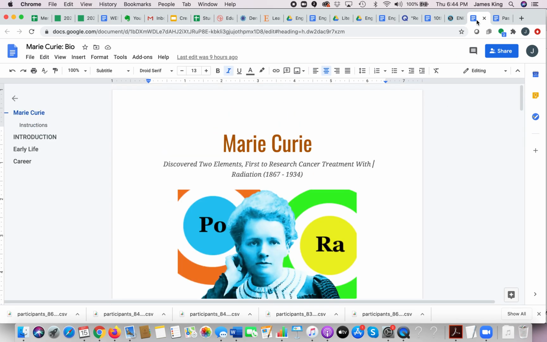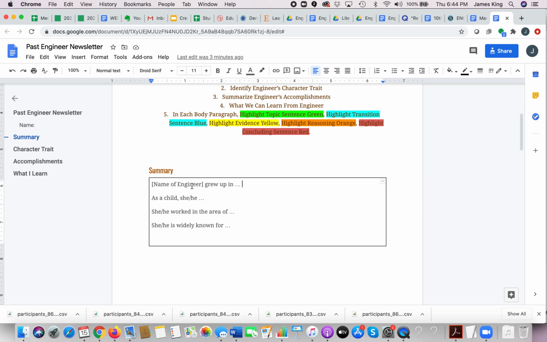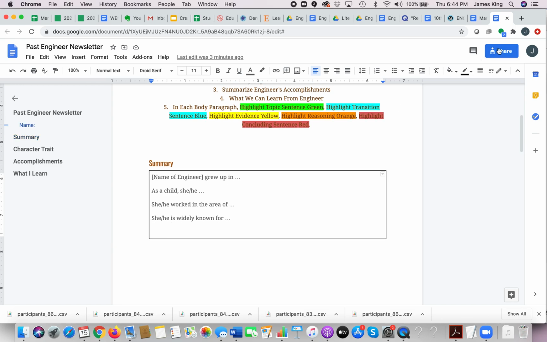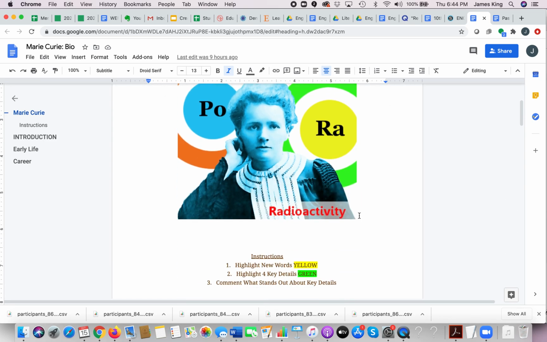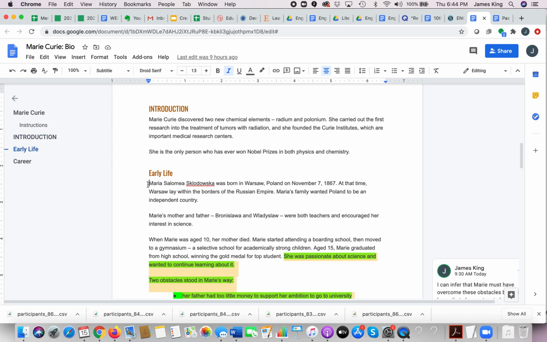But for the demo, I'm going to imagine that you are doing your newsletter on Marie Curie. Let's look at the summary. So, name of engineer, I would write Marie Curie. Grew up in, and let's see, where did she grow up? I need to go back to the text and see. Oh, I see in early life that she was born in Warsaw, Poland in 1867.